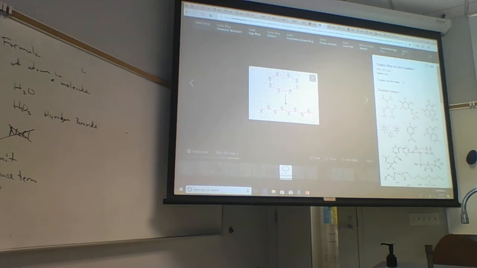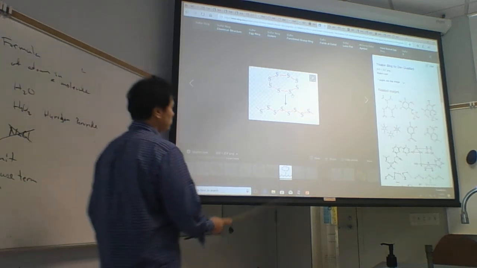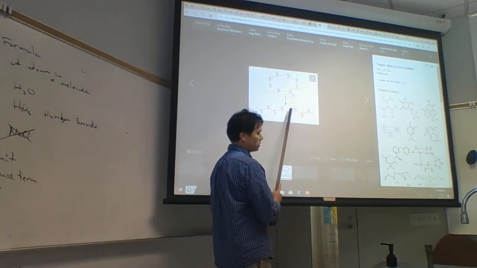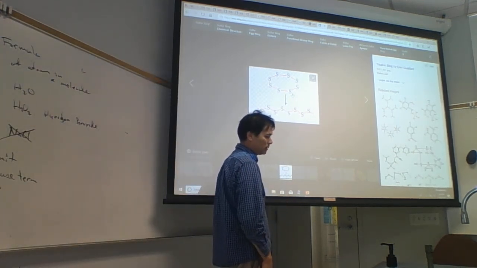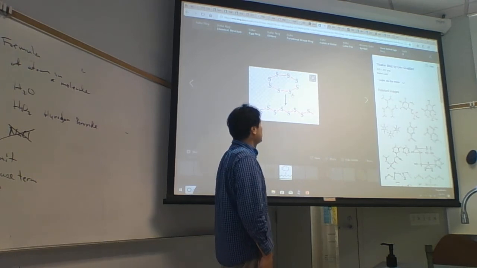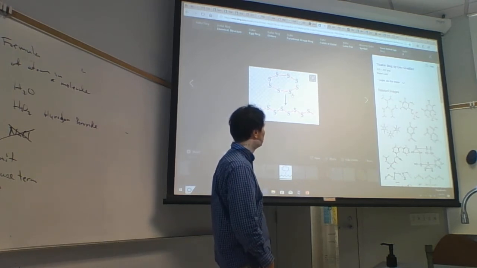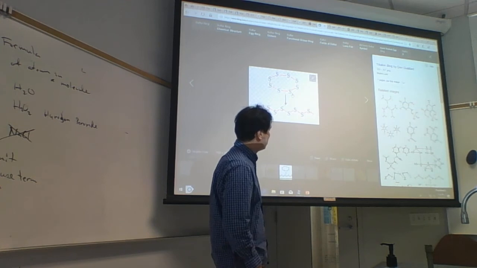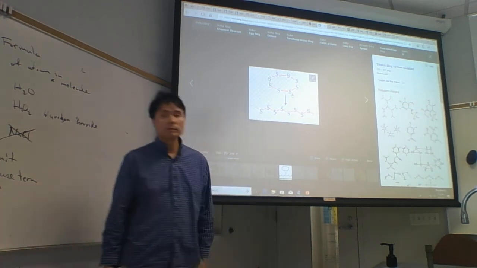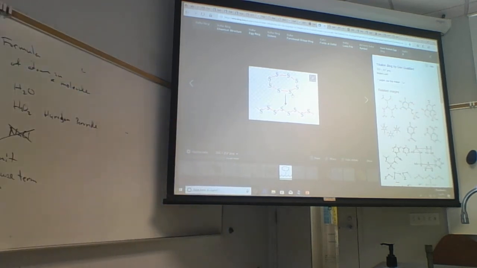You know what these are called? These are called allotropes of sulfur. Allotropes are the same element with a different structure. Another example of a set of allotropes would be diamond and graphite. Diamond and graphite are both pure carbon, 100% carbon, but they have different structures. And therefore, they're allotropes. Not to be confused with isotopes.